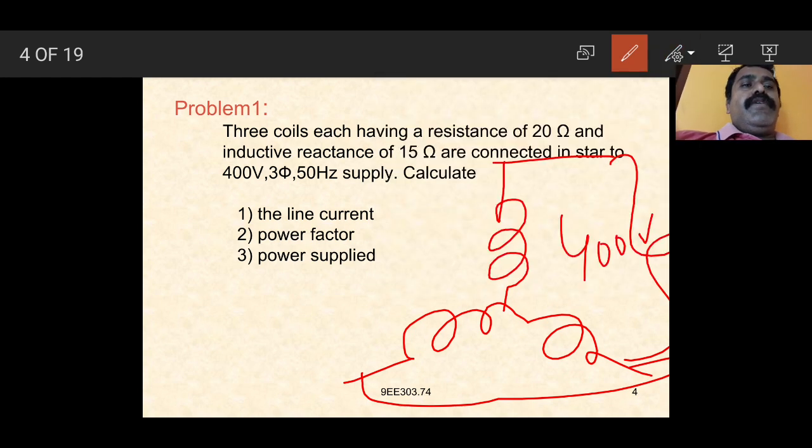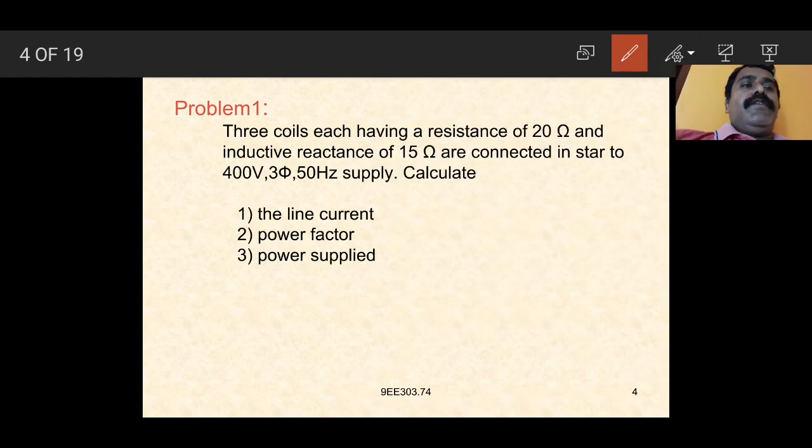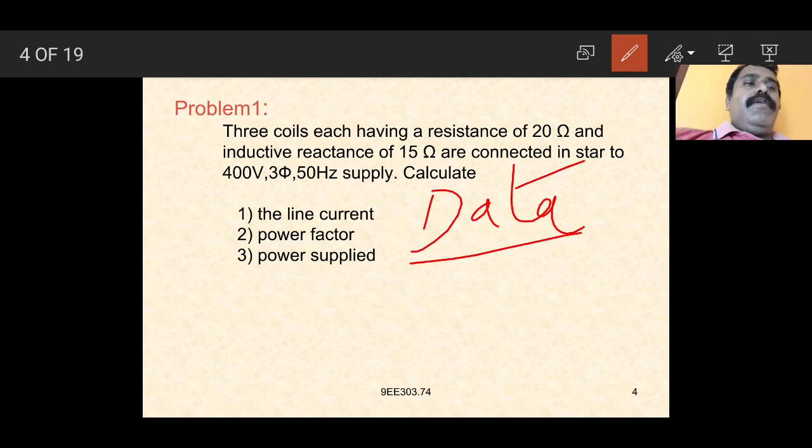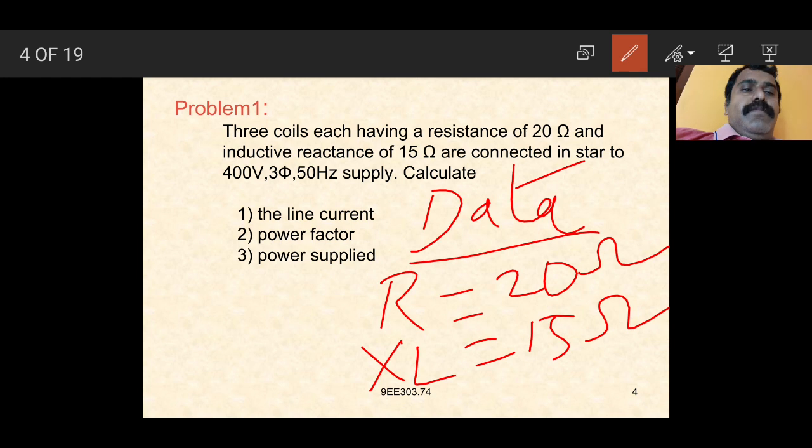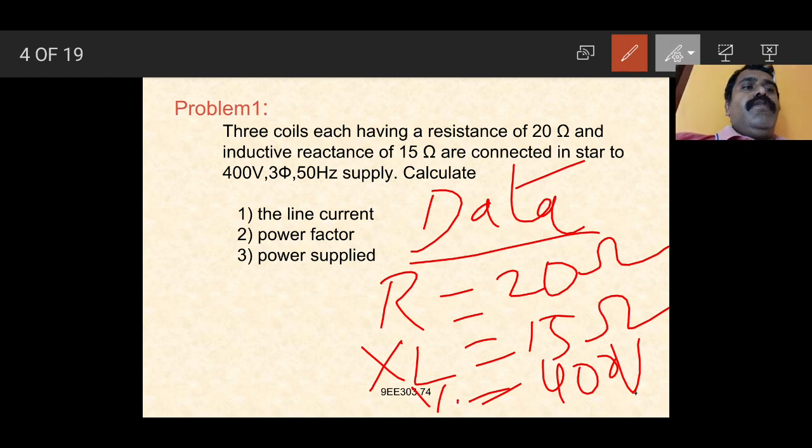First we have to write the given data. The resistance R is equal to 20 ohms, inductive reactance XL is equal to 15 ohms, and V is equal to 400 volts. You can consider this as the line voltage. Line voltage is equal to 400 volts here.